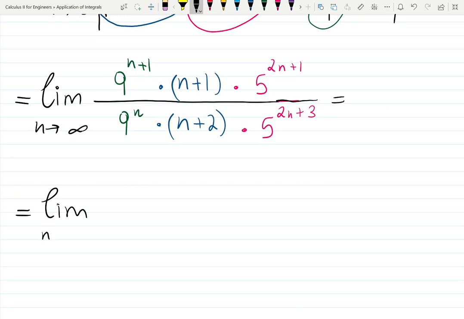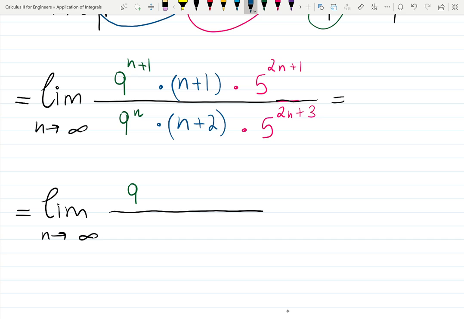I will keep color coding everything for you so you can have good notes. In green color, I have 9. 9 to the n plus 1 over 9 to the n gives me just 9 at the top. Because remember, it's a property n plus 1 minus n, right? So n minus n is 0 and only 1 stays. Review the video about the properties of exponents.